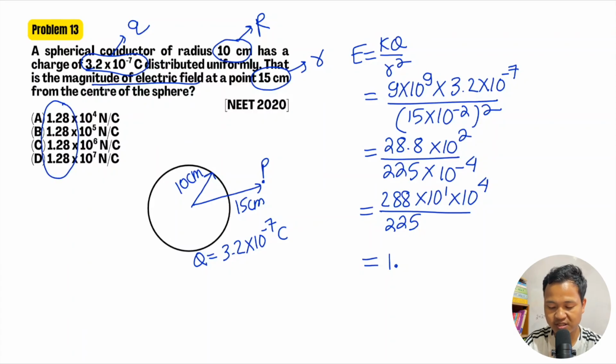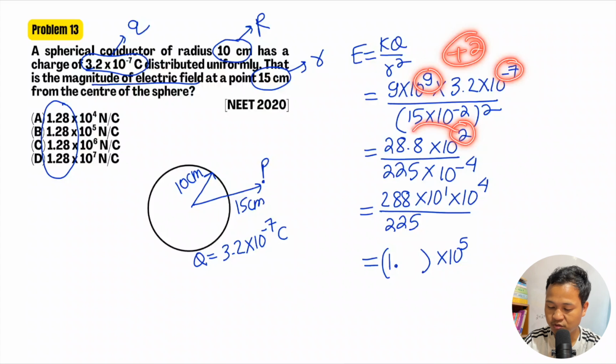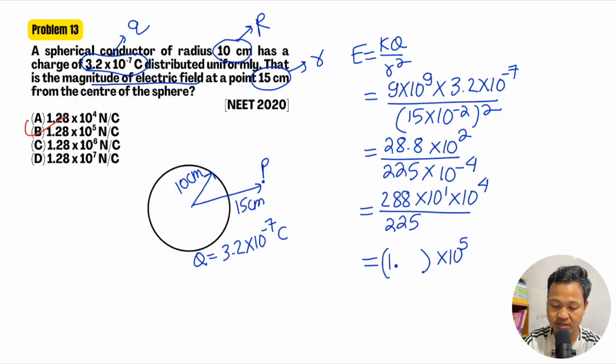So they are only interested in the power. So 1 point something into 10 power 5. For the power, 9 to 7 to plus 2, so plus 2, then the remaining is 1, and minus 4 from before, so the total is now plus 5. So the answer is option B.